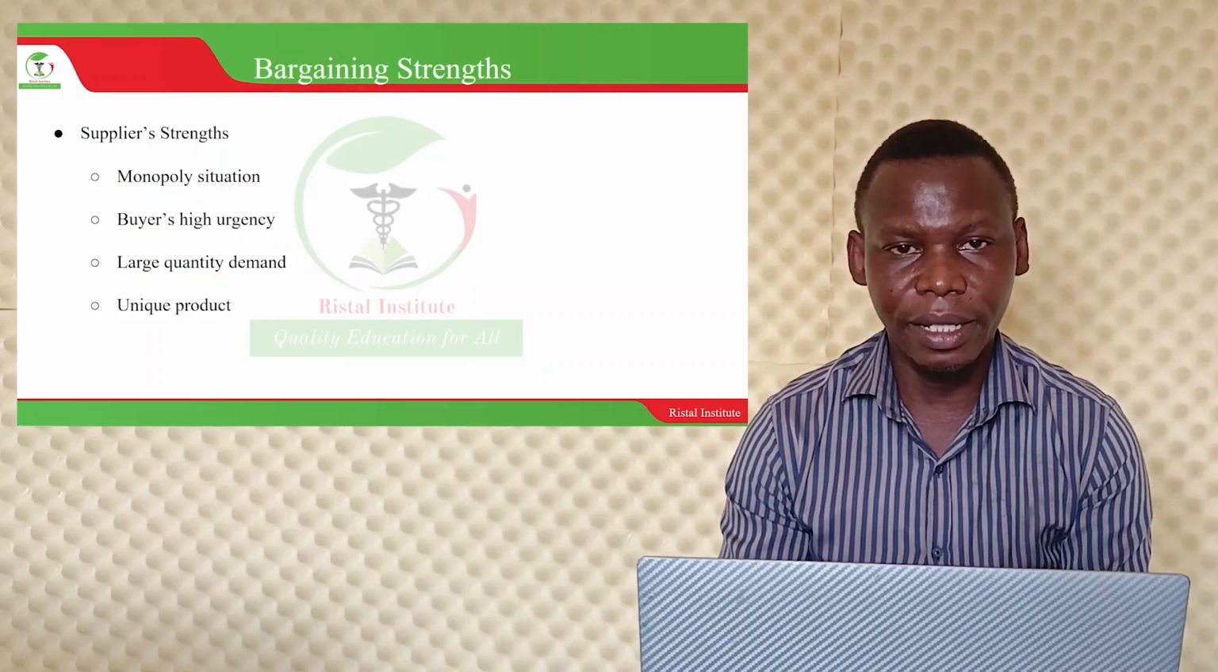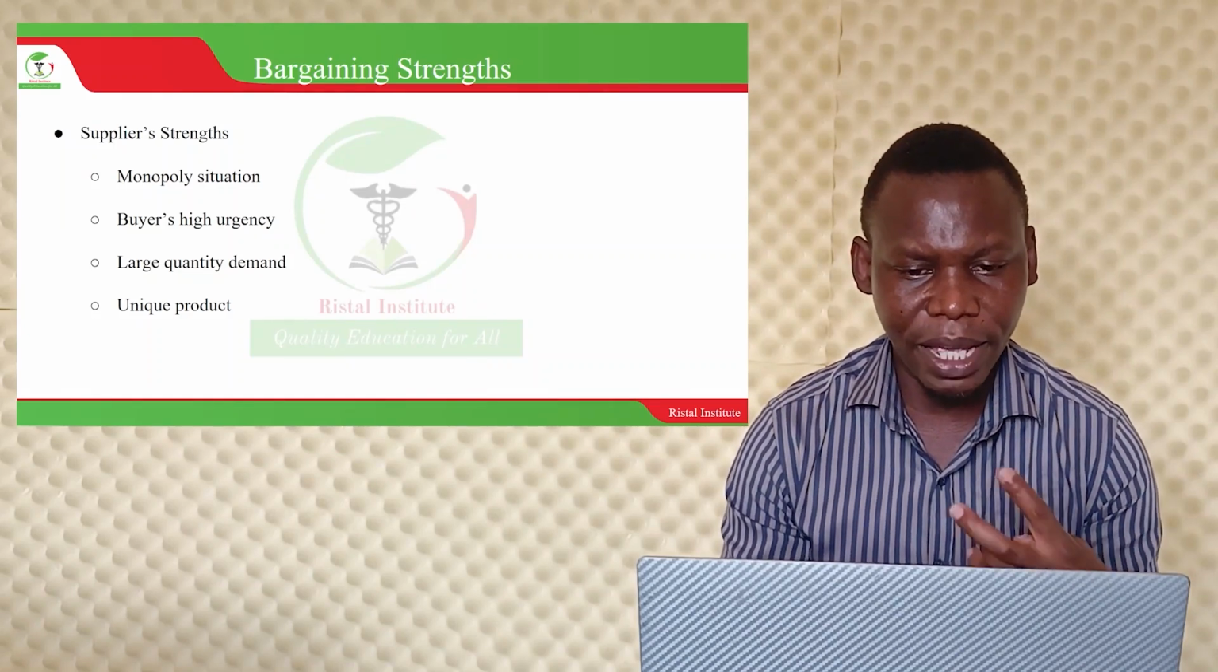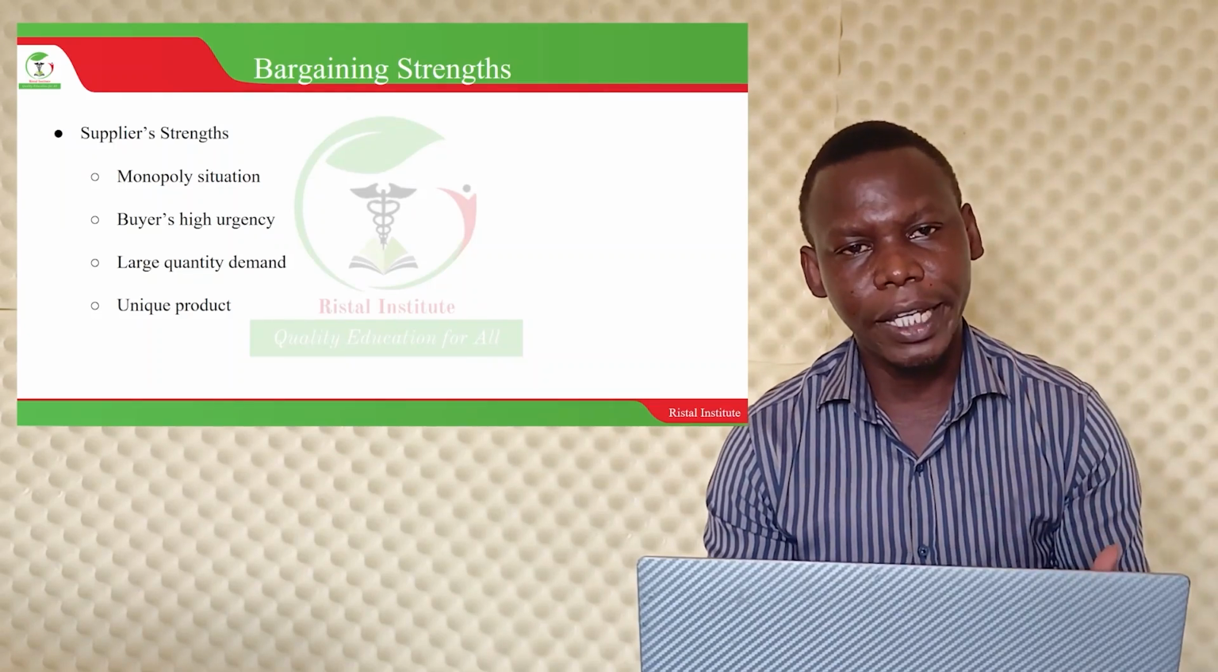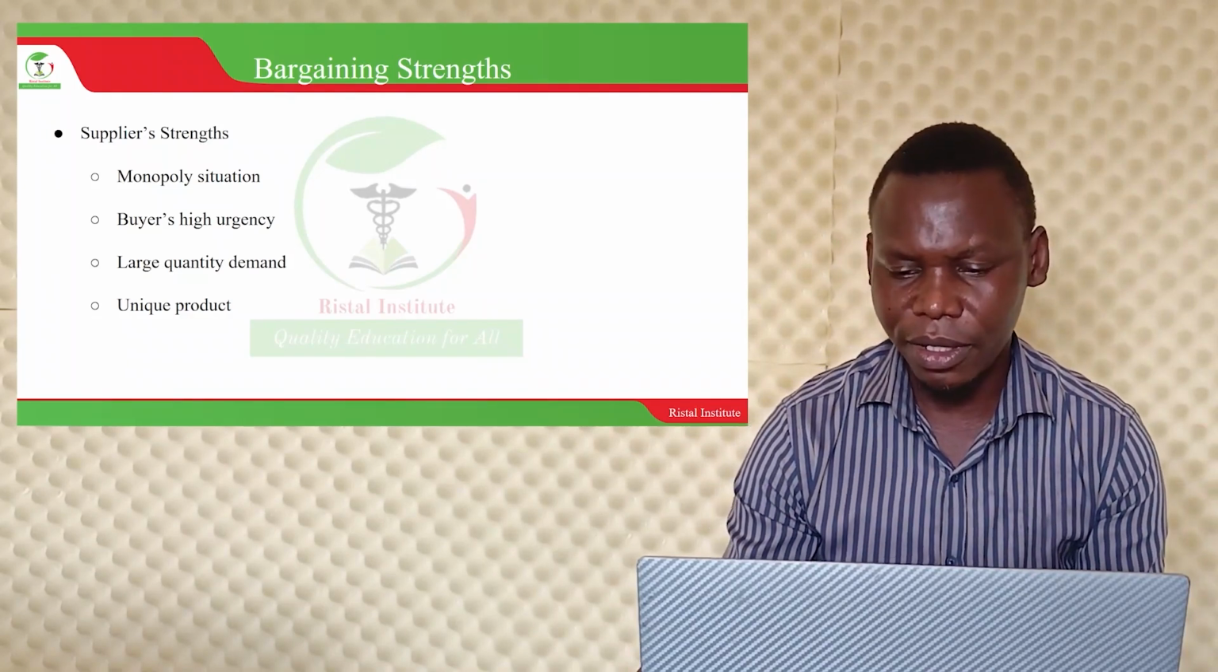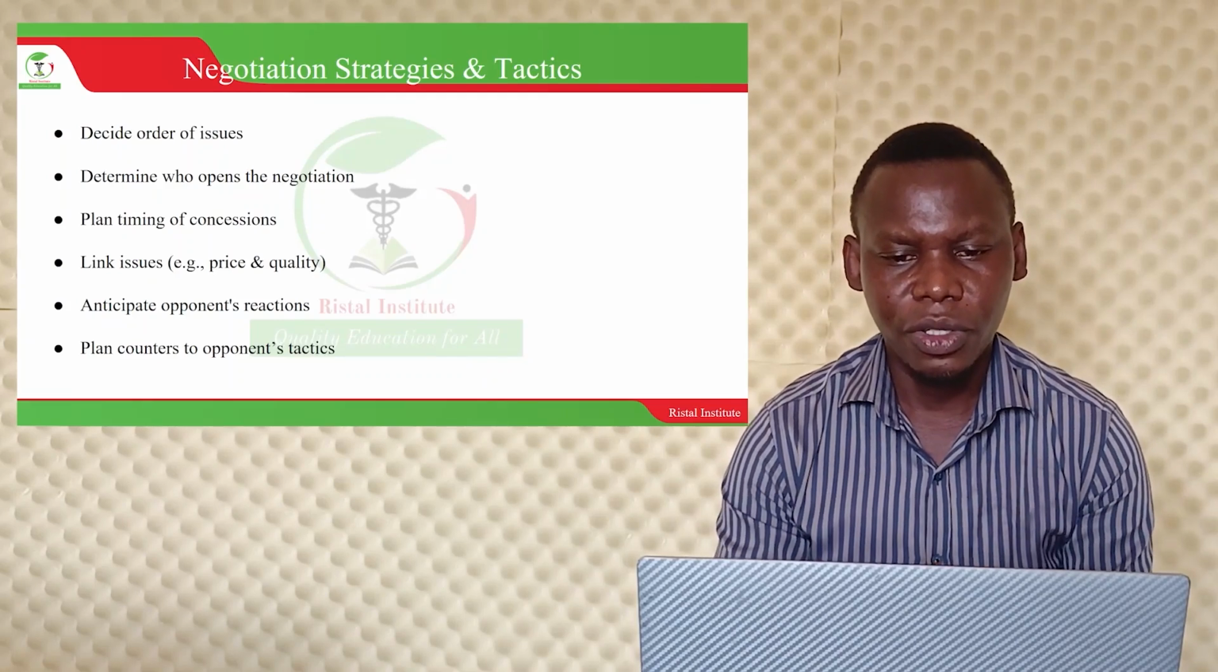Unique product. When the product the buyer wants or the supplier is offering in the market is unique, not common, not easily found, then at that point also, the supplier becomes strong.